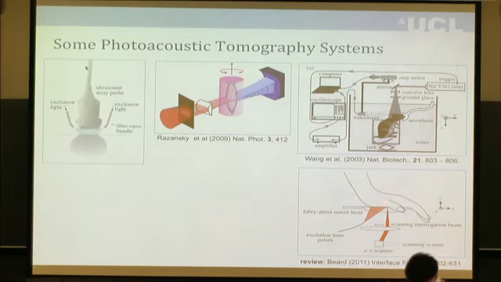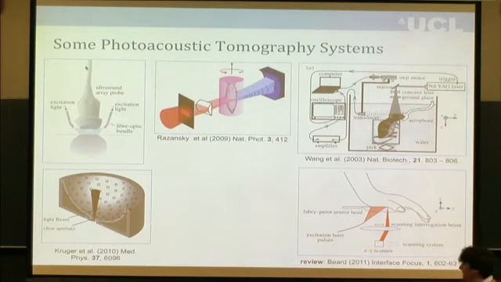Another example of a planar array, which more and more people are trying, is to use a clinical ultrasound system, or certainly linear array transducers of a similar type, and just strap a couple of optical fibers on them to generate some light. So they're trying to reconstruct, again, from planar data, limited aperture planar data.